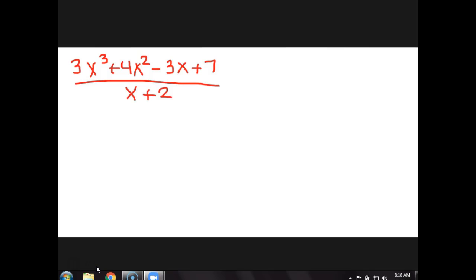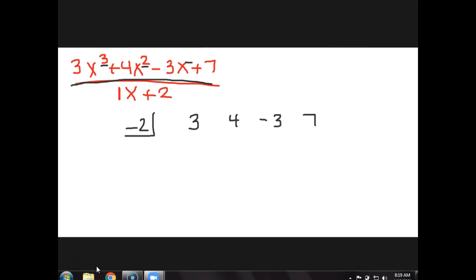Let's take 3x cubed plus 4x squared minus 3x plus 7 divided by x plus 2. The leading coefficient of the divisor is a 1. Therefore, synthetic division applies. You take the opposite of the bottom. So if it's x plus 2, in our box for synthetic, we're going to put a negative 2. And then you're going to write down the coefficients of the numerator. So that's 3, 4, negative 3, and 7. Since these terms descend without a missing power, we don't have to put in a 0 placeholder.